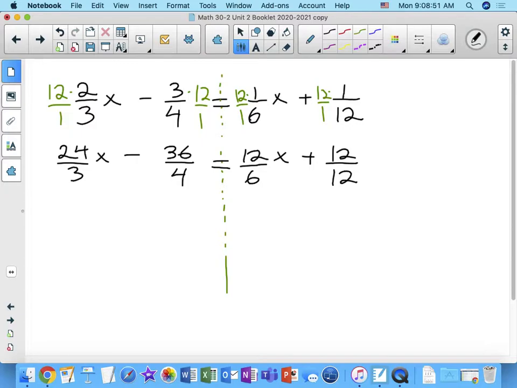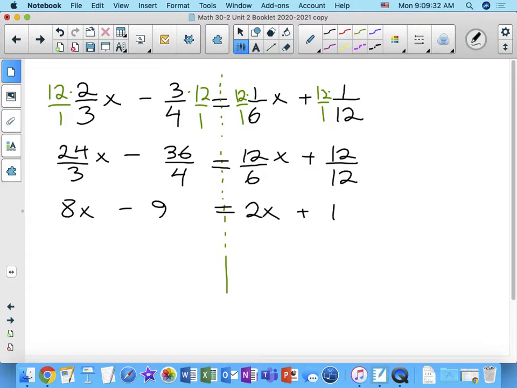Okay, and now if we look at what's left, all of these fractions actually simplify to whole numbers. So 24 over 3 is 8x, minus 36 over 4 is 9, equals 12 over 6 is 2x, plus 12 over 12 is 1. And now we're not dealing with an equation that has fractions anymore. We're dealing with an equation that has everything as whole numbers. Okay, and this is much easier to solve. We don't have to deal with any fraction operations.